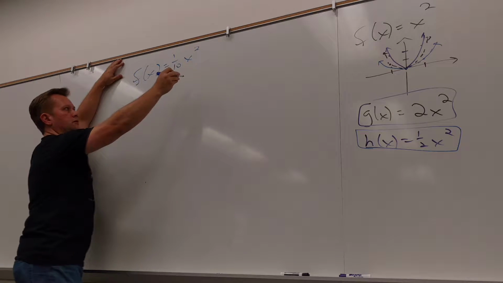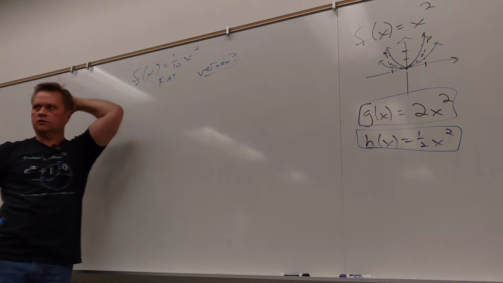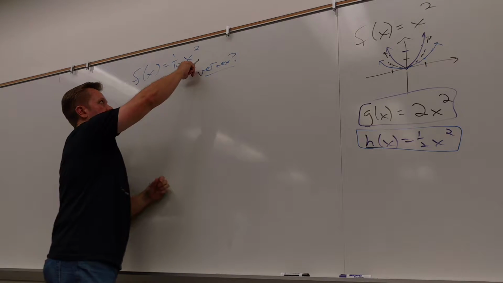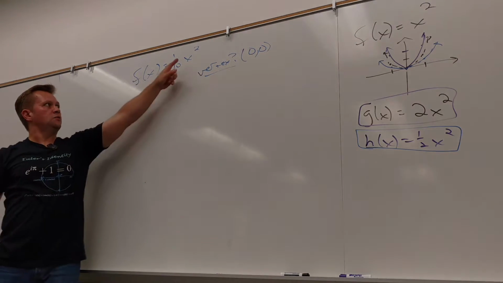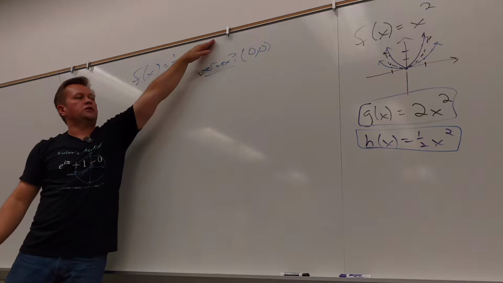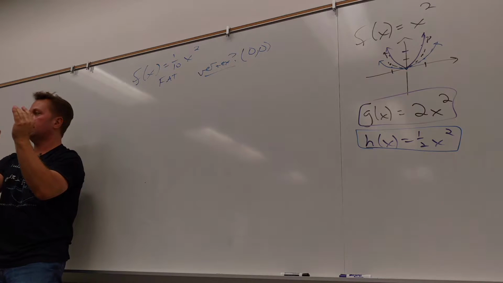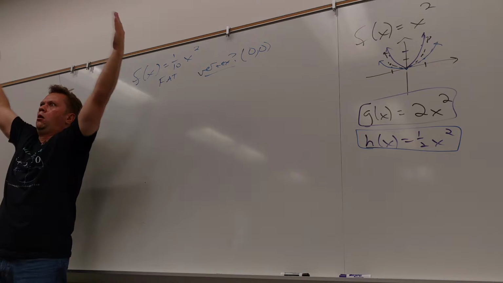Where would the vertex be? It's really easy. What's B? 0. So the vertex is at 0, and when you plug in 0, you get 0. So it hasn't been moved up or down. There's no plus or minus in it. It hasn't been moved left or right because there's nothing in with the x. So it's still at 0, 0. It's just been squished down.